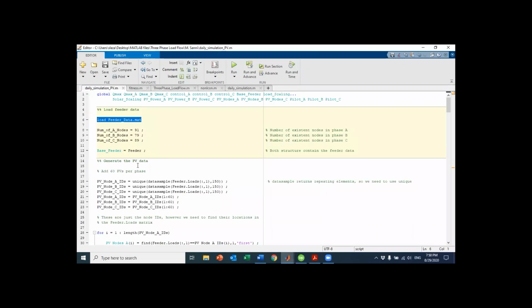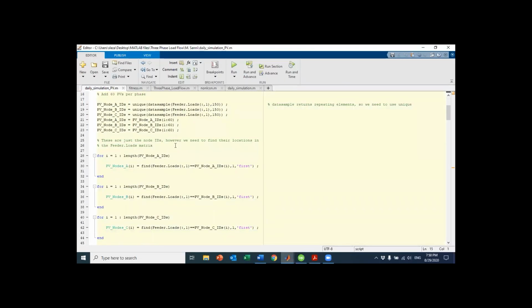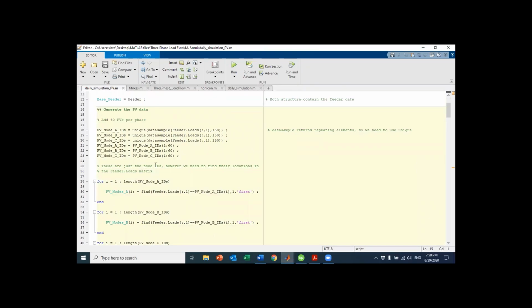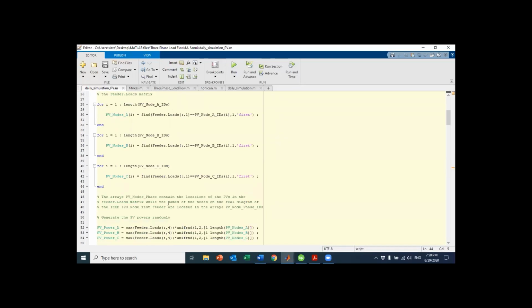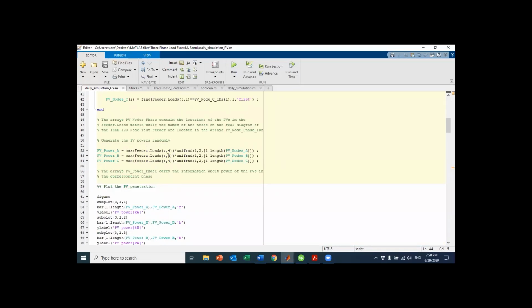How to add the PVs? So first of all, we need to determine the nodes at which we will install PVs. So that's this part of the code. So this is nothing technical. That's just randomizing the locations of the PVs in the network. And after generating the PV nodes, we need to generate the PV powers.